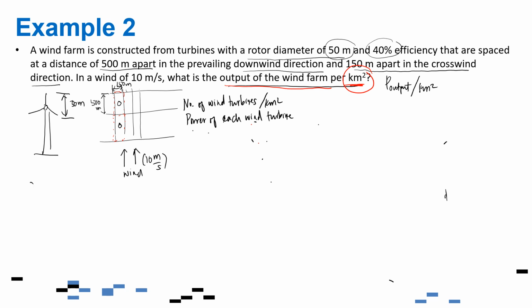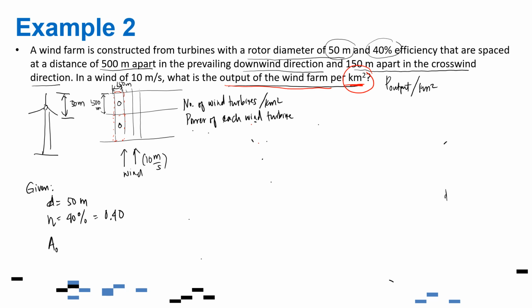So let's list down first all the givens. The diameter of the wind turbine is 50 meters. Efficiency is 40%, which is equal to 0.40. And the area of one wind turbine, the area occupied by each turbine.